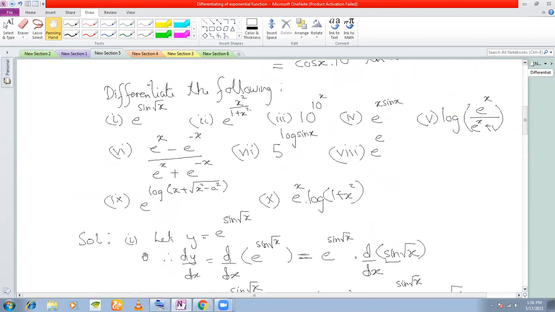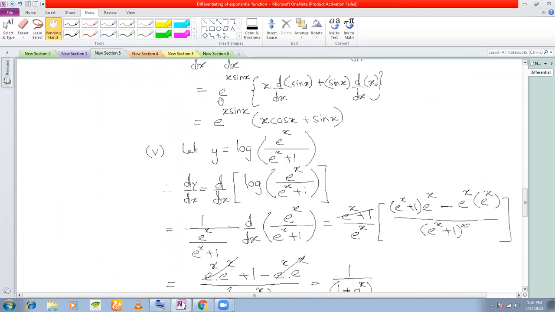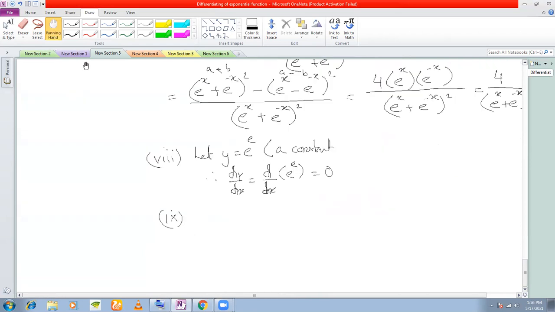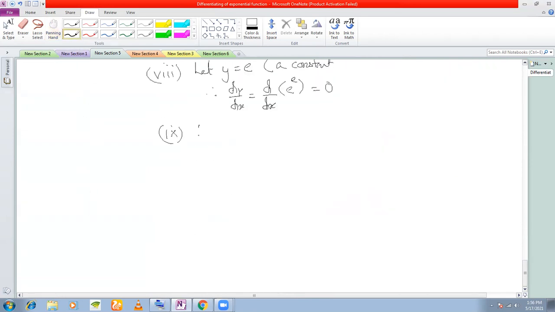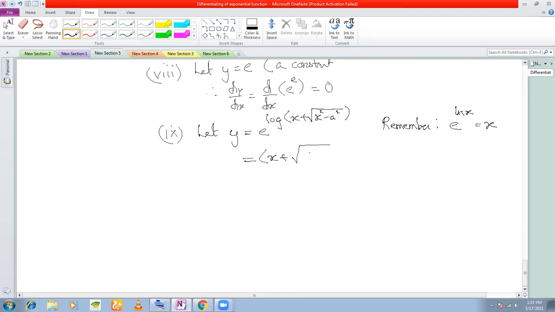Next was e to the power of log of x plus root x square minus a square. Let y is equal to e to the power of log of x plus root x square minus a square. Okay. Now remember, e to the power of log x is always x. Okay. So by that, you get this equal to simply x plus root x square minus a square.